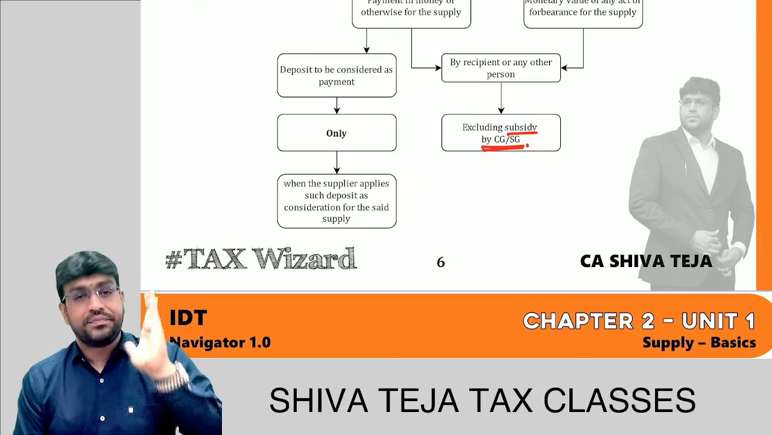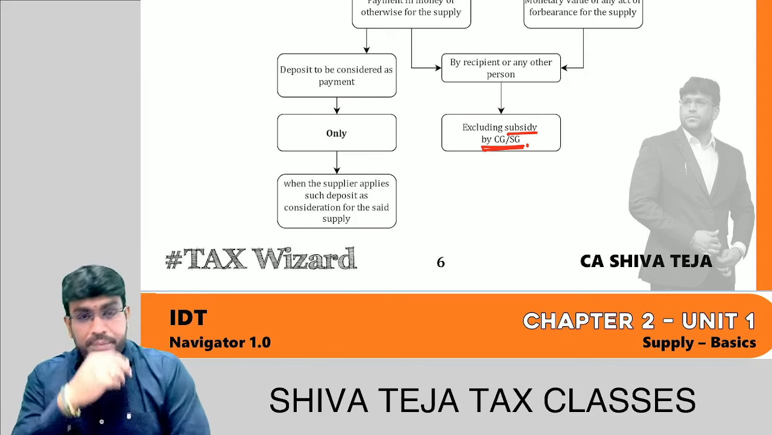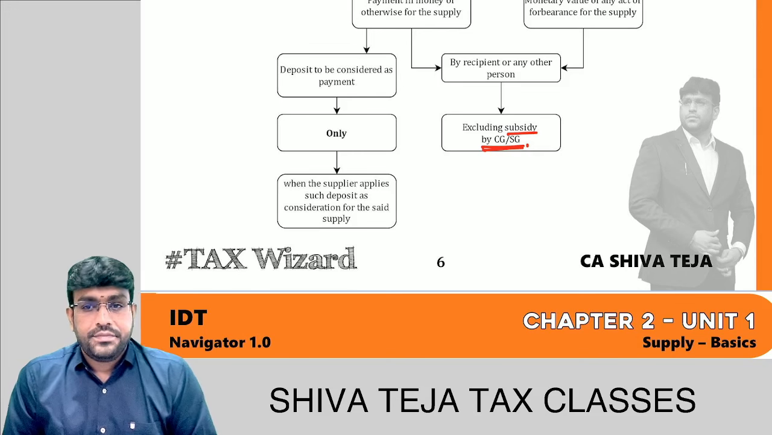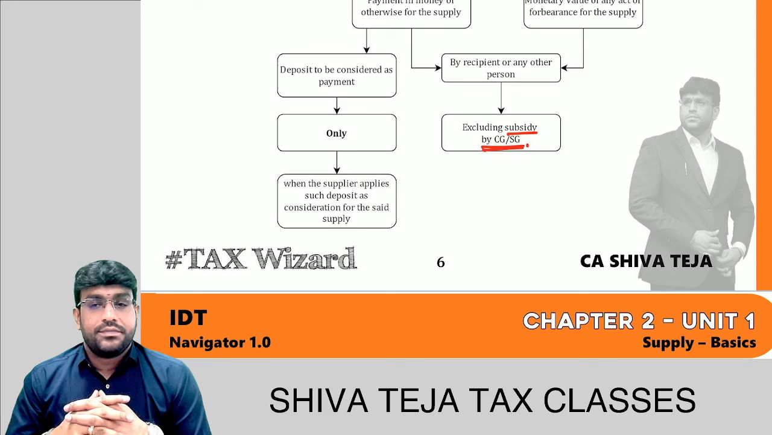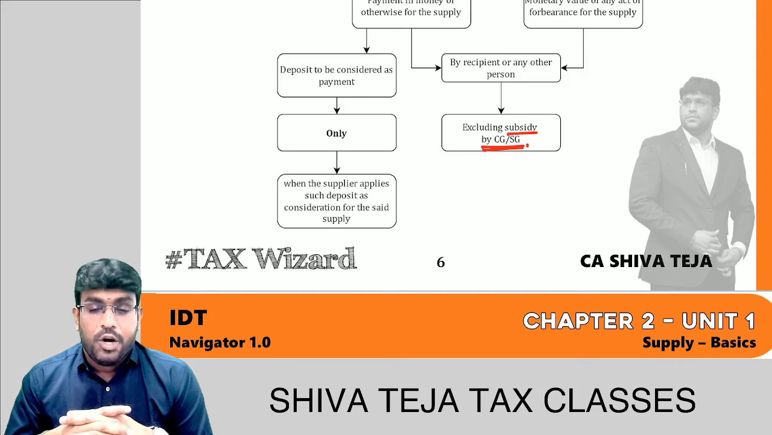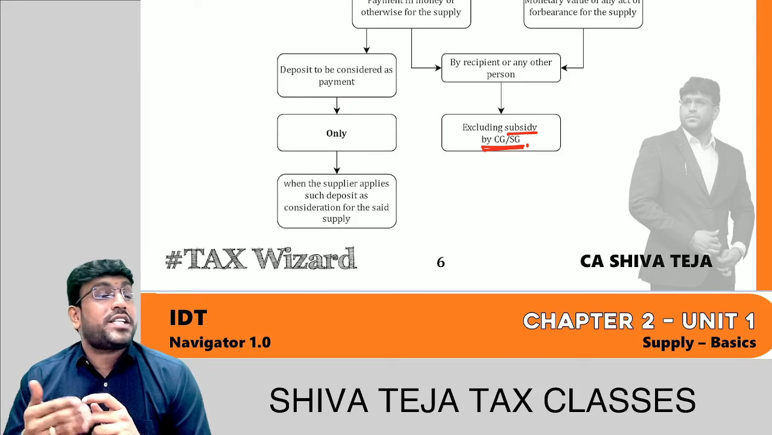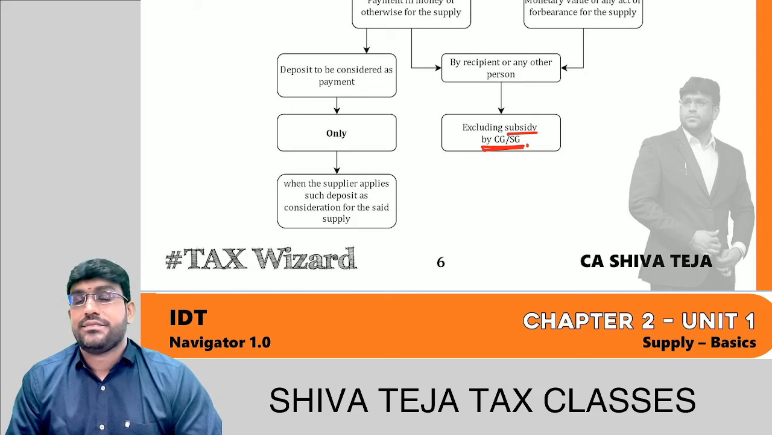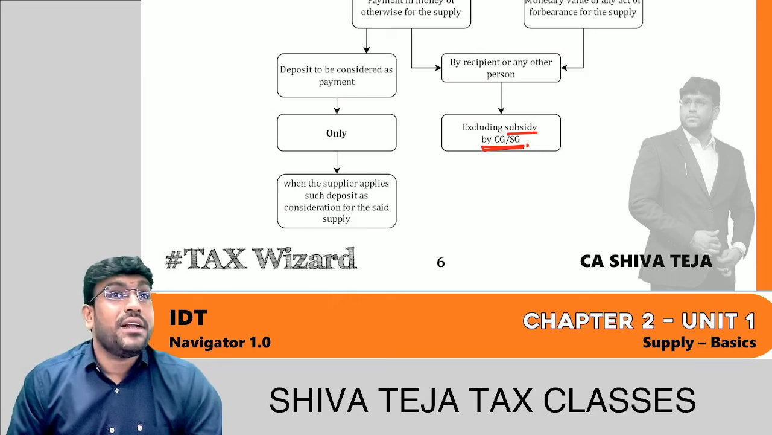Ready with schedule? Write that line. Refundable deposits in consideration. There you write below one line. Refundable deposits are not regarded as consideration, unless they are adjusted by the supplier. Understood this line? If the supplier is adjusting them, then it becomes consideration automatically. Is that clear? Next slide.